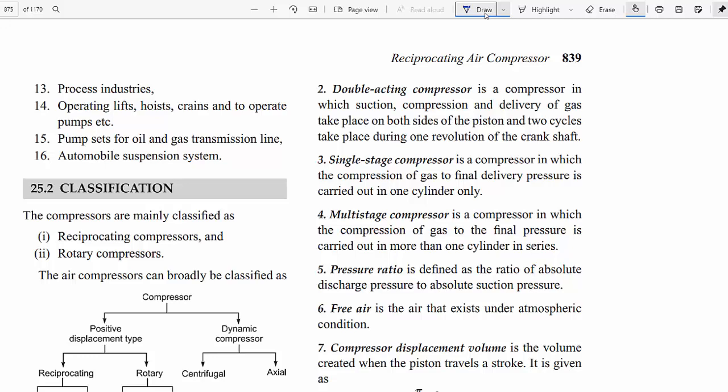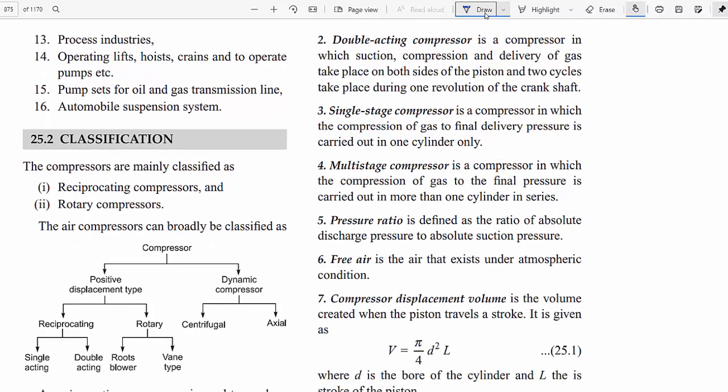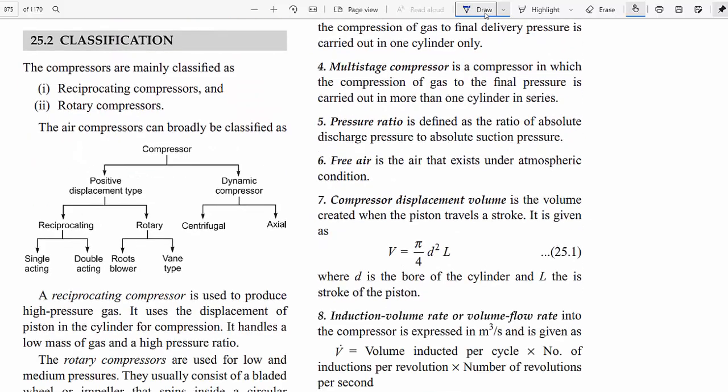Then compressor displacement volume. We already discussed that in IC engines. Displacement volume is stroke volume, which depends on the stroke length and the diameter of the bore, because the construction is the same as an IC engine. Therefore displacement volume is also called stroke volume, which is equal to π/4 d² L. Here d is the bore of the compressor and L is the stroke length.